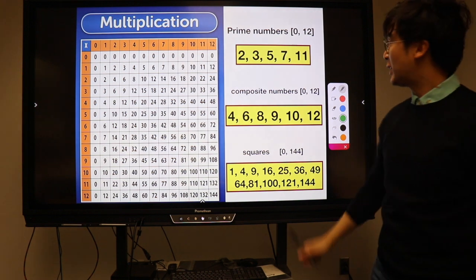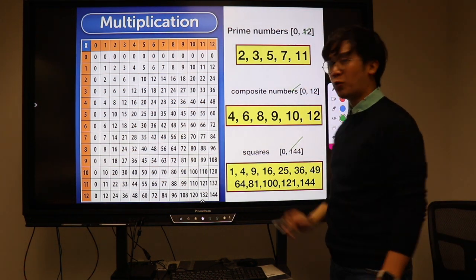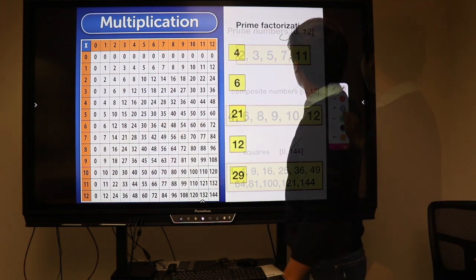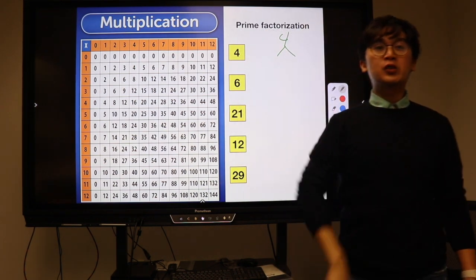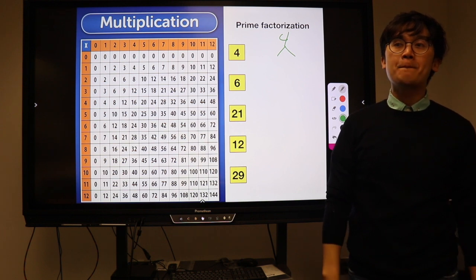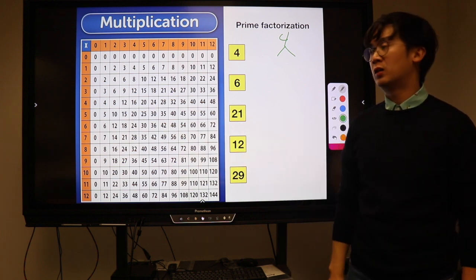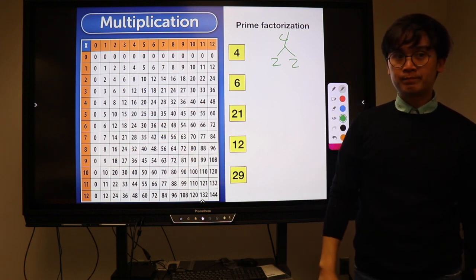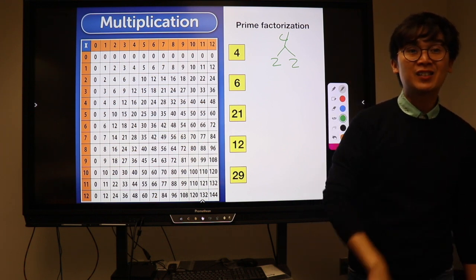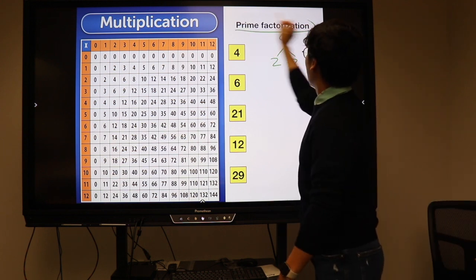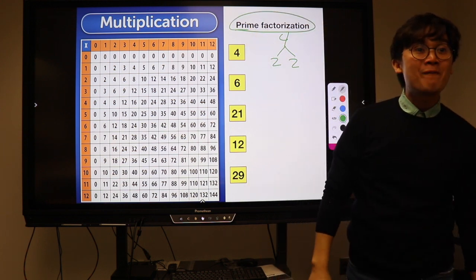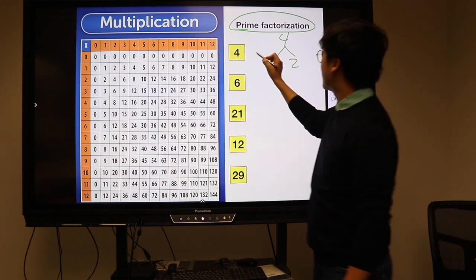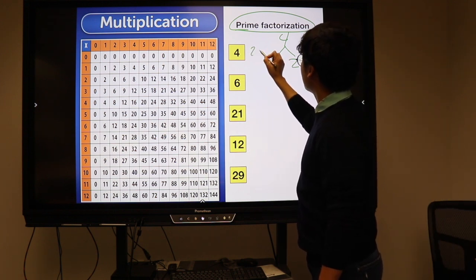Alright, now that we know prime numbers, composites, and squares, we're going to work on factoring. What are the 2 numbers that you can think of that, when you multiply, will equal 4? 2 and 2. Is 2 a prime number? Yes, because that's the smallest prime number. And that's what you just did. You did prime factorization, or breaking apart a number into its prime factors. Because 4's prime factors will be 2 and 2.